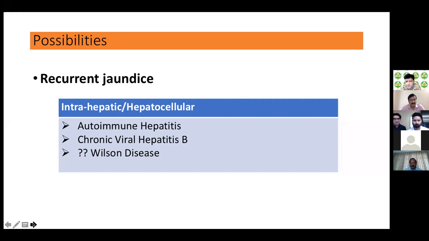No scratch marks, right? Sir, there was no history of any itching. There was no history of itching, right? Okay, fine. Right. So again, two questions people are asking: is there a possibility of Dubin-Johnson syndrome? Will you like to consider?